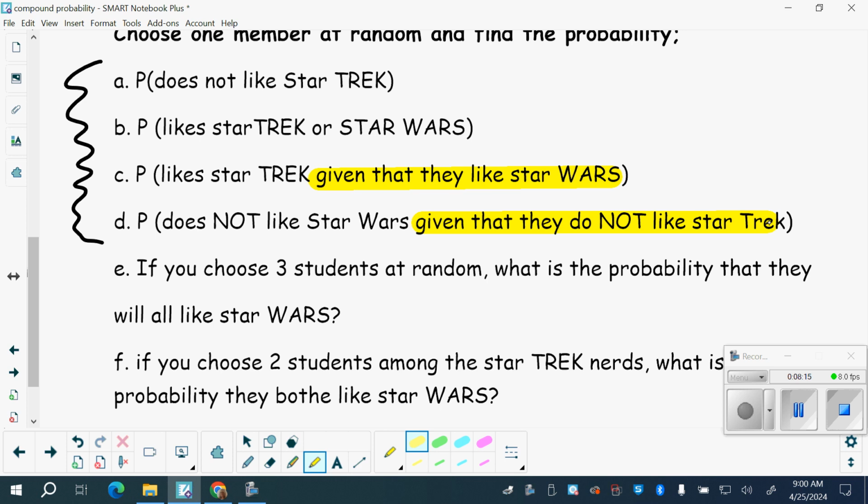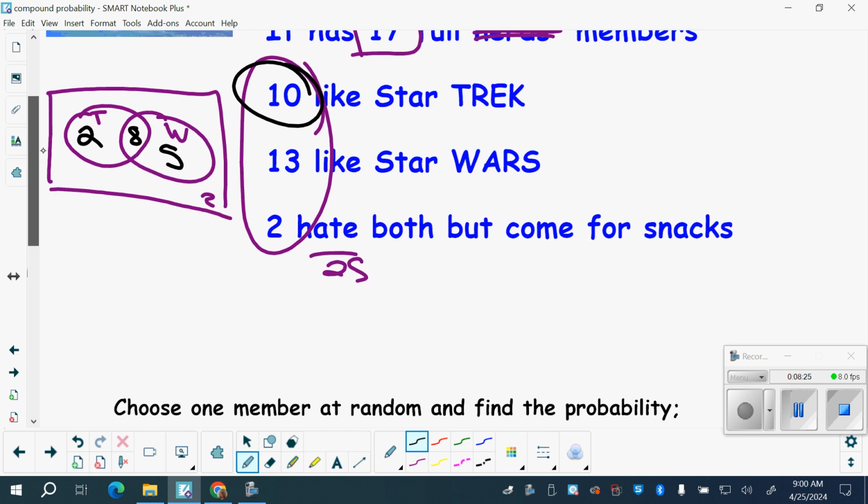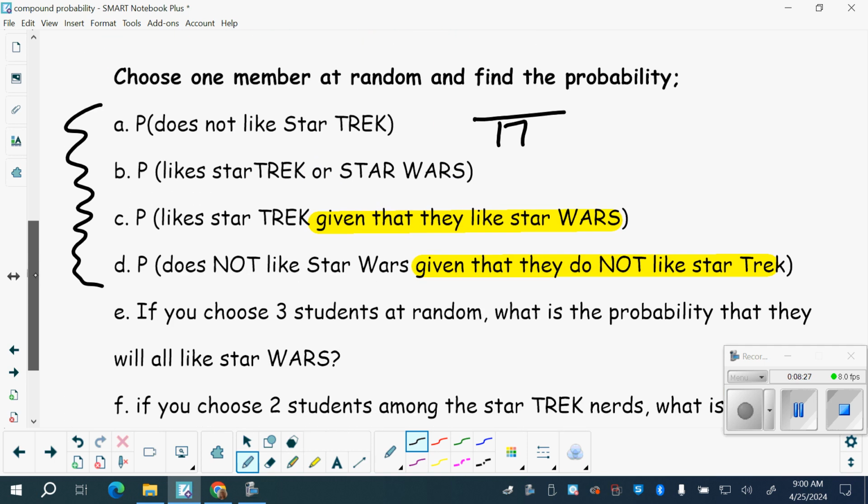Nice, nice. Guys can put me out of a job. I'm gonna put some answers up here. Do not like Star Trek, out of 17: 7. Like Star Trek or Star Wars, I think that's gonna be 15 out of 17. I just took out those 2, right?